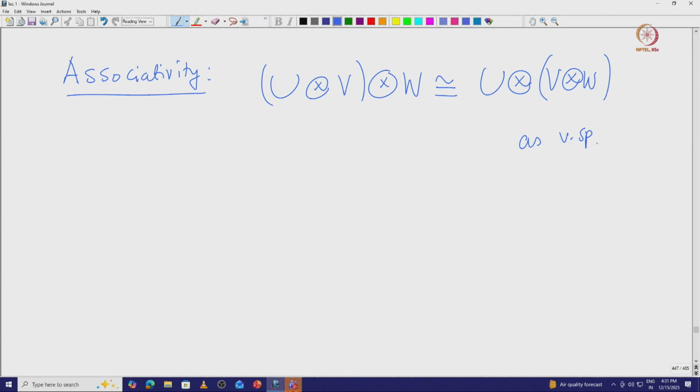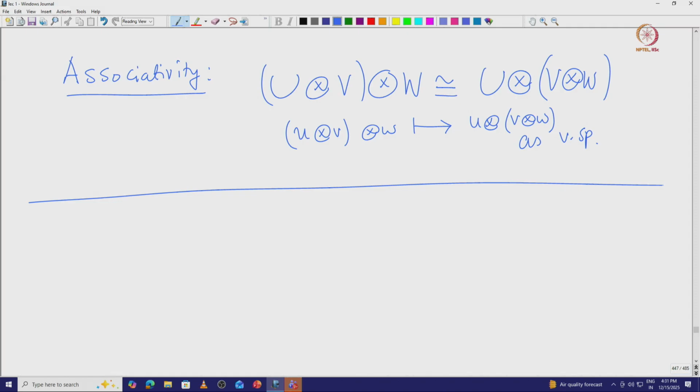So, how is the isomorphism given? Again, you can define it on the simple tensor: U tensor V tensor W is indeed mapped to U tensor V tensor W. So, this is the isomorphism that is given. And we can also talk about the tensor product of maps.